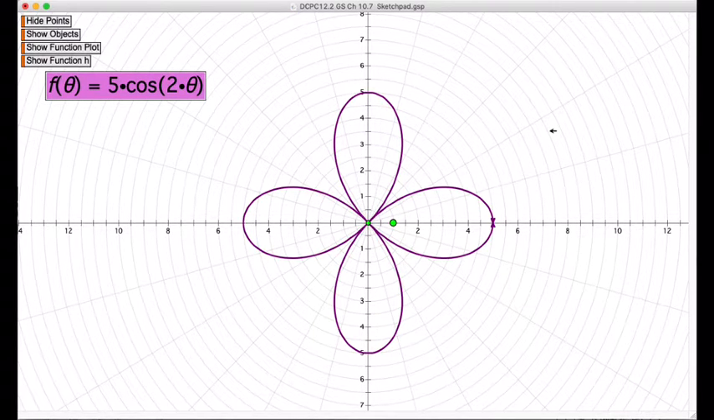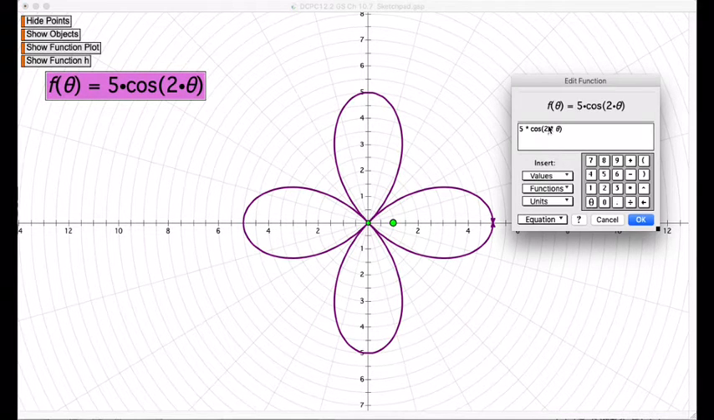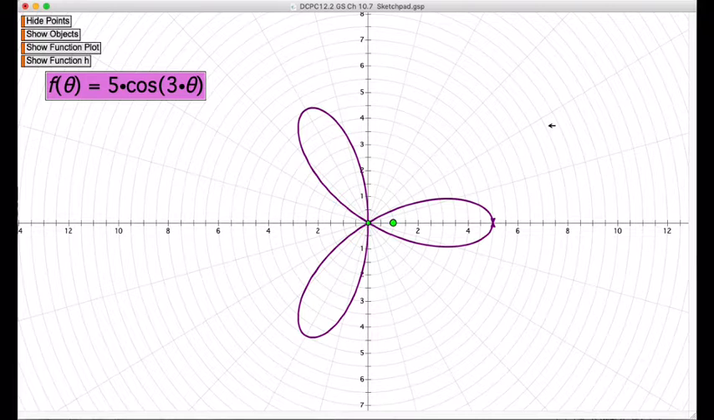I can't have a 6-petal rose. I can't, because if I put in 6 theta, we get 12 petals back. So I think, okay, well, I have to do half of that. So I do 3 theta. But if I do 3 theta, I get a 3-petal rose. So 6 petals is not possible.